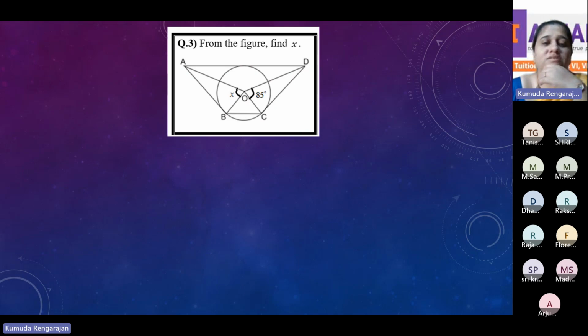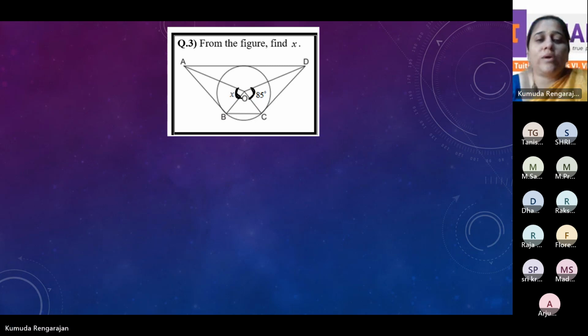So this is also from NCERT. I think this is the last one in the textbook, the last one in the second exercise. So here we know that the opposite angles, these angles, are supplementary.